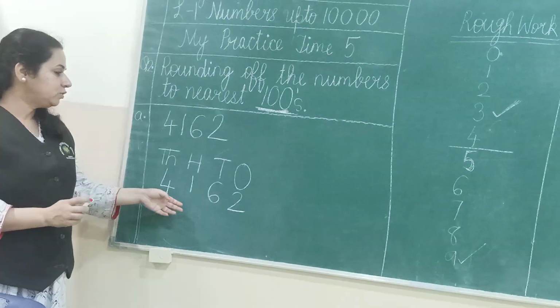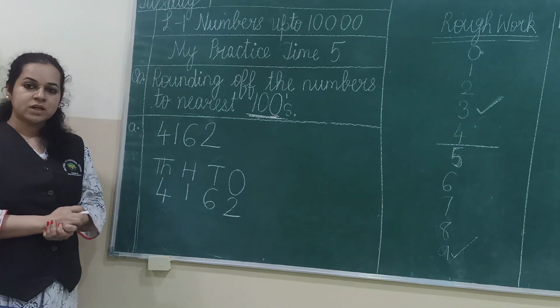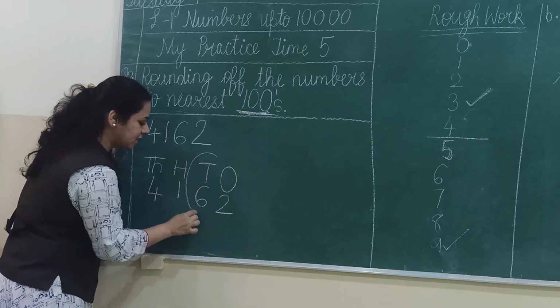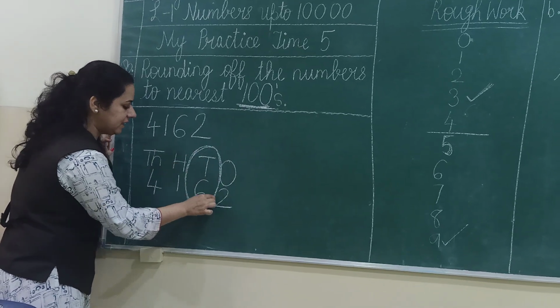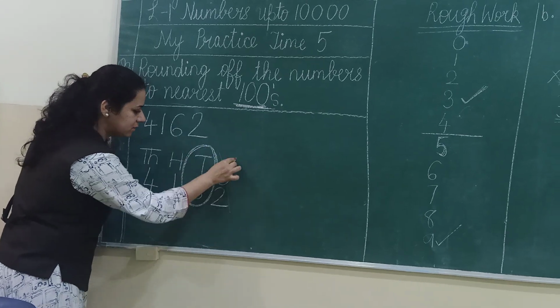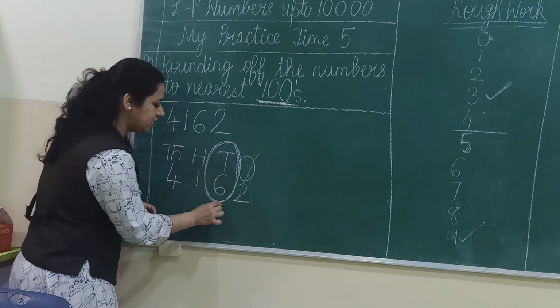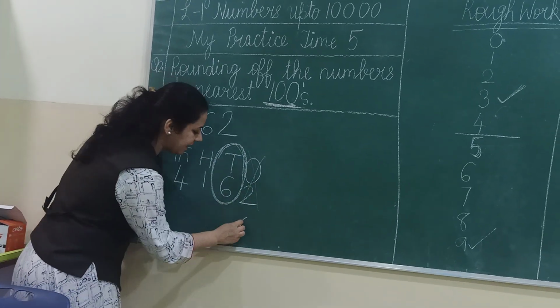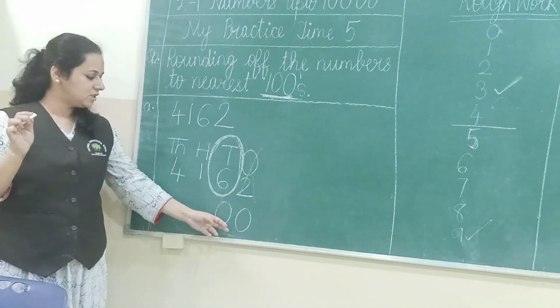Now what will we do to round off the number to the nearest hundreds? Which number will we see? We will see the number on the tens place. We will not see the number on the ones place. After this, what will we do? We will write 2 zeros.